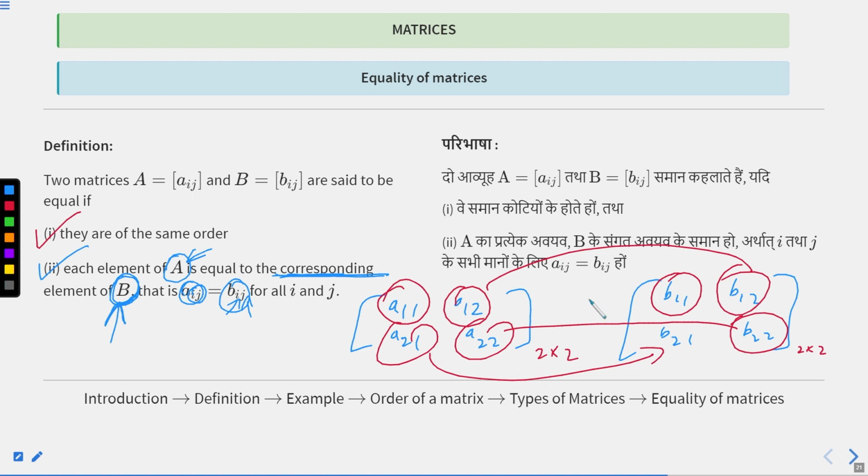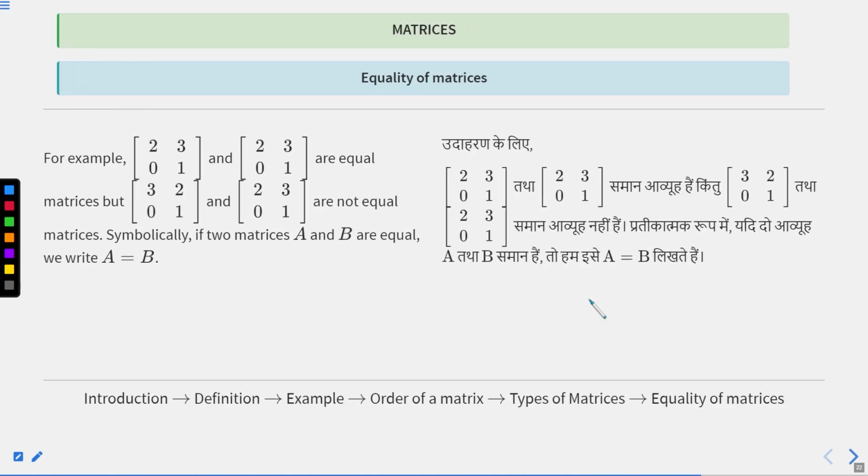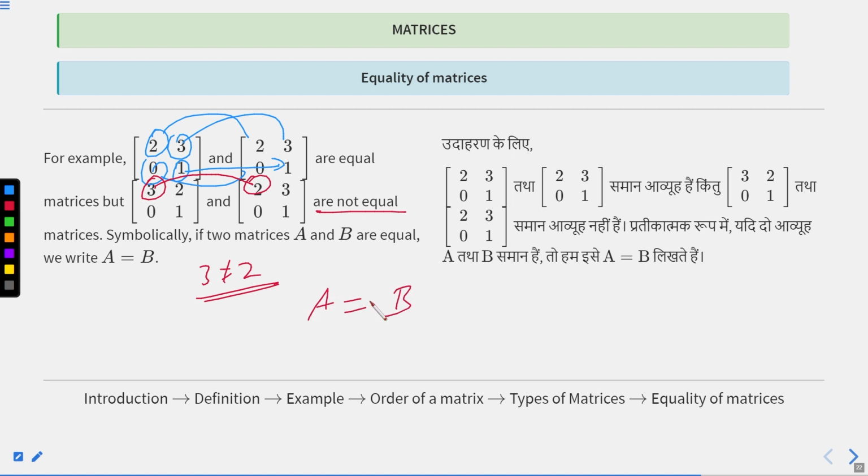Now let us see an example. As you can see, this and this are equal. Now see this, they are not equal, because 3 is not equal to 2. So symbolically, if two matrices are equal, we represent it by A equals B. I hope that it is clear to you.